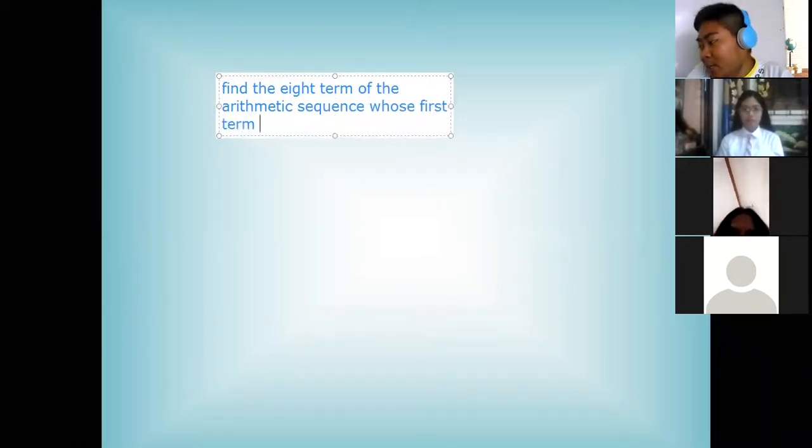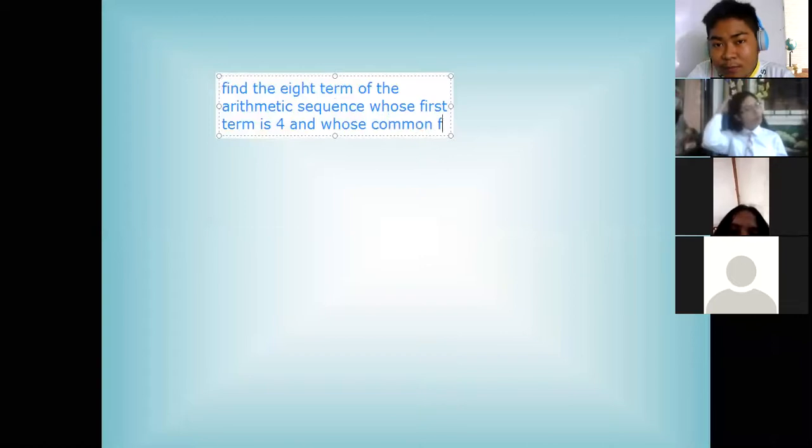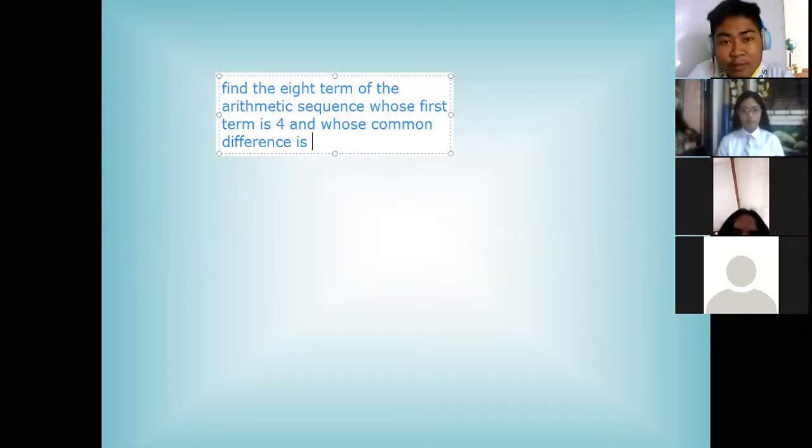So, let's try to have this example. The given is: find the 8th term of the arithmetic sequence whose first term is 4 and whose common difference is -7. Okay, so ito yung mga word problems na ibibigay ko, mas madali na lang siya. So this is our problem.